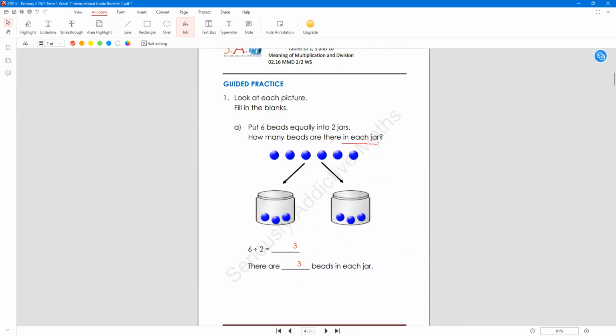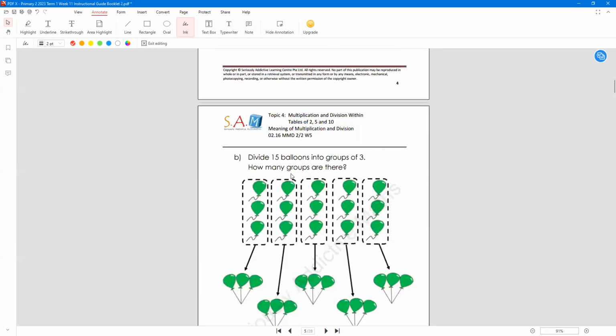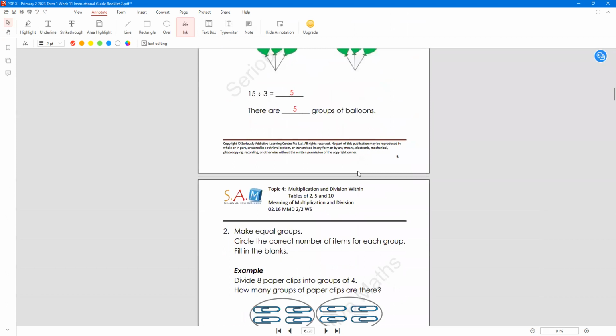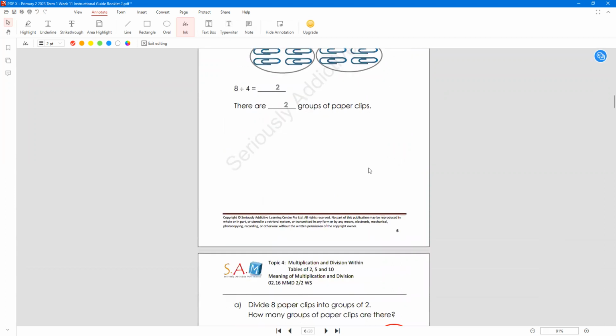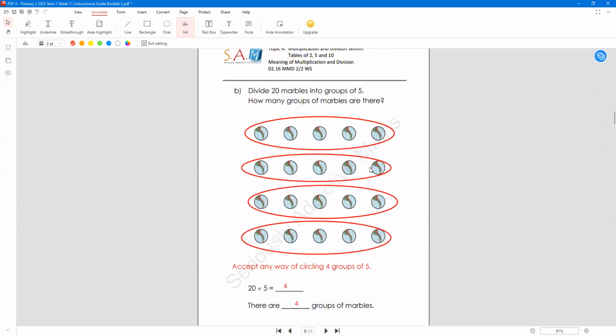Question is in each jar, right? And then now this one is how many groups are there? That's the difference, right? Not how many balloons are there in each group. How many groups are there? So the question is usually how many in each group and how many groups are there, right? So they need to be able to differentiate. So get them to do the guided practice, all of them.